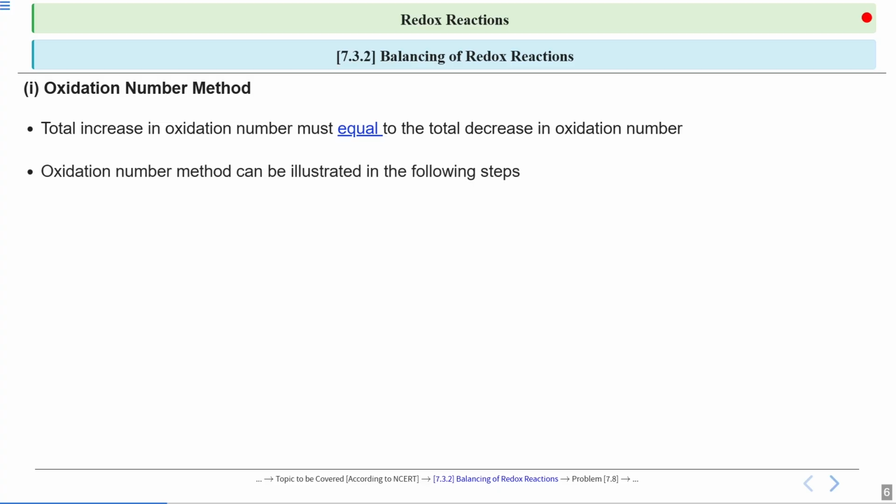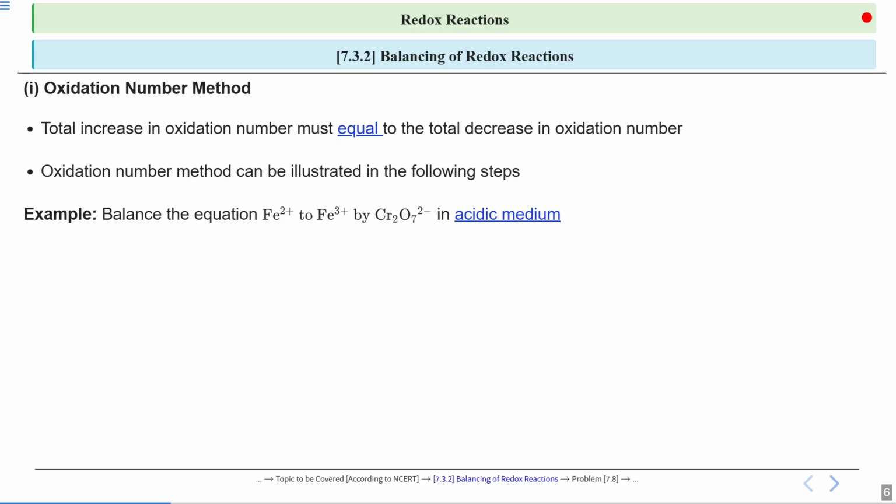Now, the oxidation number method can be illustrated in the following steps. Example: balance the equation of Fe2+ and Cr2O7 2- in acidic medium, forming Fe3+. First of all, we are balancing the redox reaction with the help of the oxidation number change method. One way to balance a redox reaction is by keeping track of electron transfer using the oxidation numbers of each of the atoms.